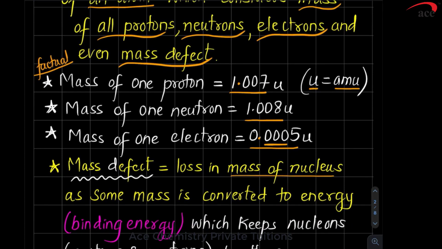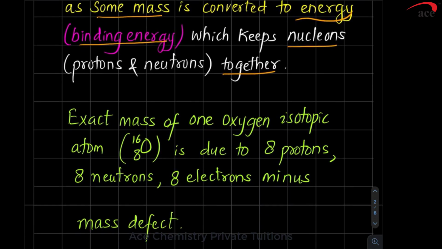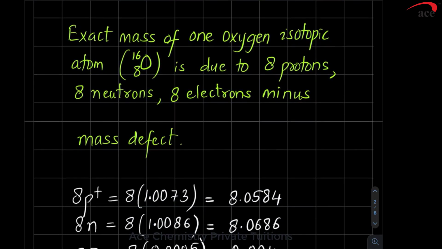It is a loss in the mass of the nucleus, and that mass is converted to energy, and that energy is popularly called as binding energy, which keeps nucleons together. So mass destroyed and converted to energy is called as binding energy, which keeps protons and neutrons together. So we'll try to calculate the exact mass of one oxygen atom.